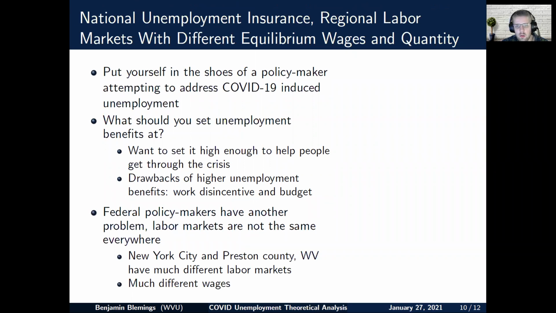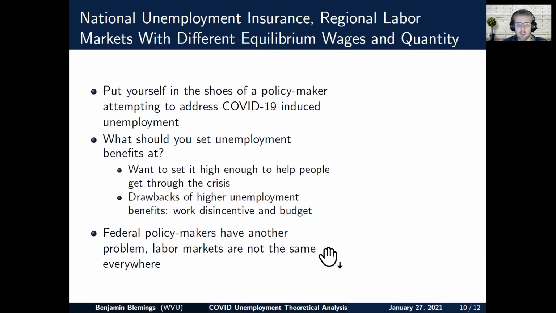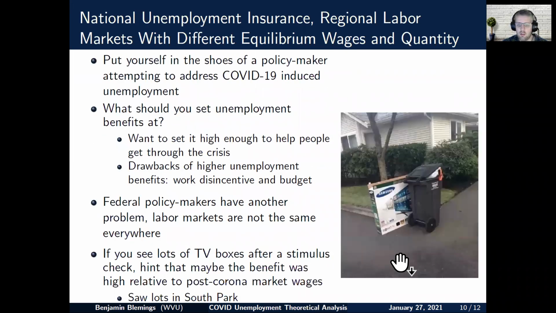And then another thing to think about with unemployment benefits, especially at the federal level, is that regional labor markets vary a lot. So New York City and Preston County, West Virginia, have much different labor markets with much different wages. And so that's an important thing to think about when you're setting unemployment benefits, especially at the federal level. It might have an uneven effect on different markets in different places.